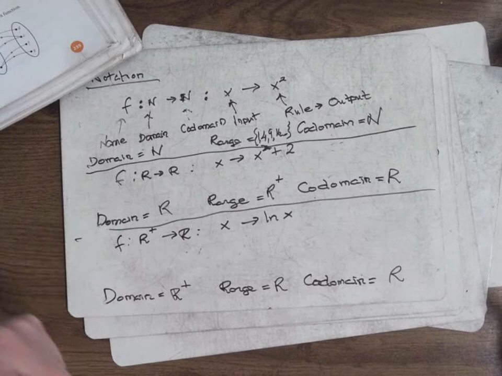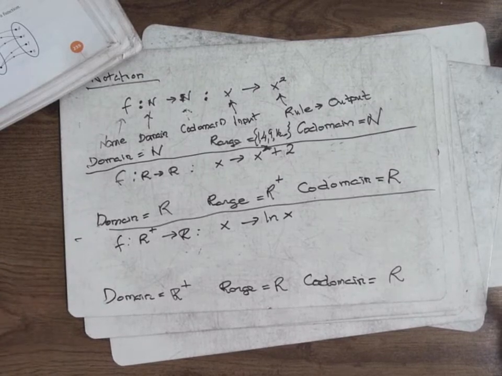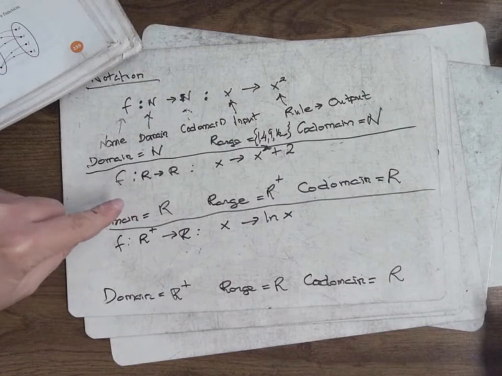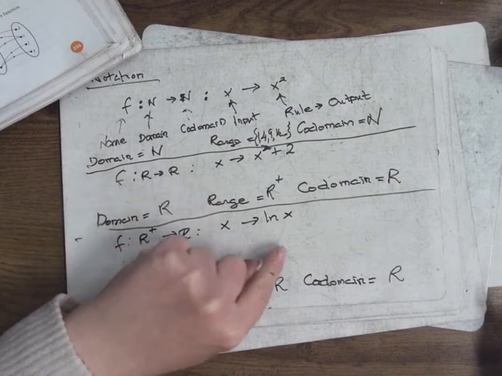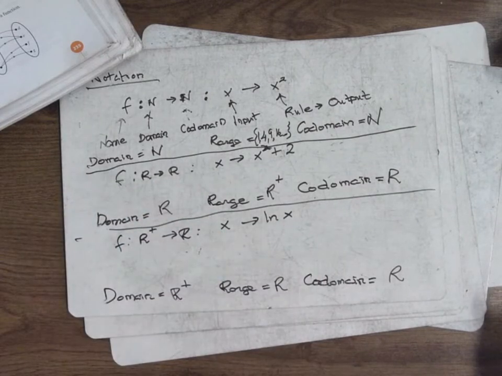So that's just the notation, because when the questions come up, this is what it will look like. And from the notation, you should be able to pick out the domain, the range, and the codomain. Is that all right?